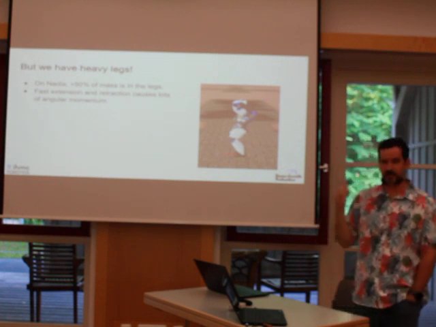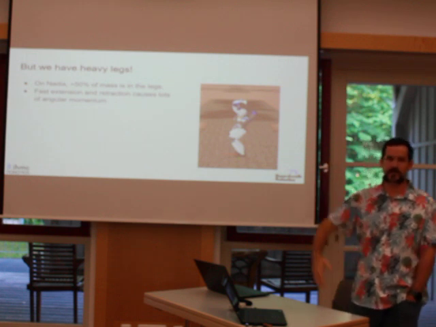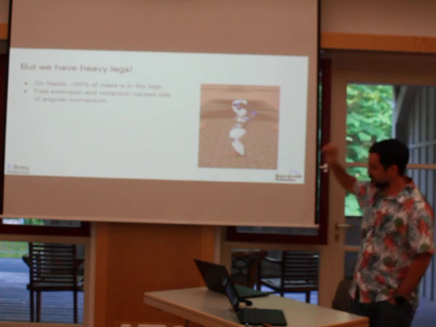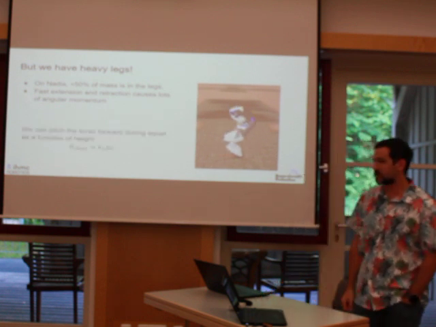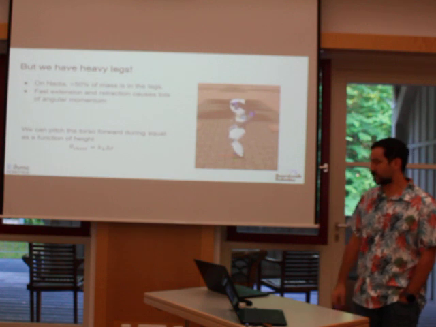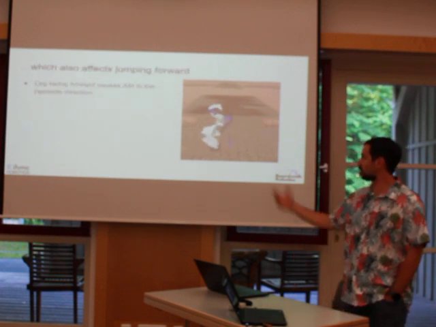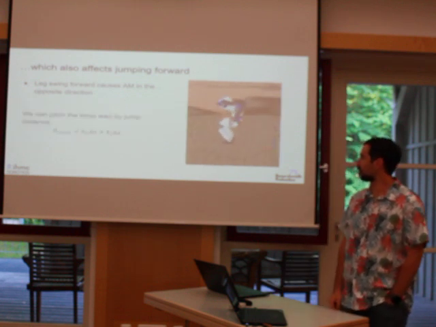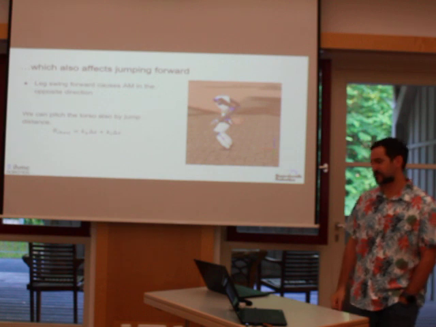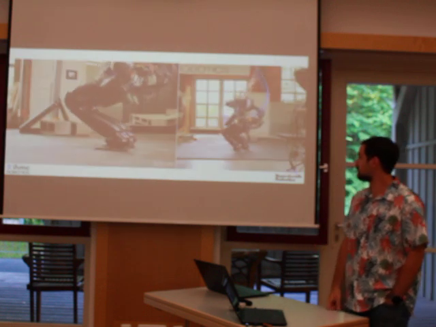That fast extension and retraction induces a lot of angular momentum at takeoff, and so you start rotating your chest all over the place. So you can add a simple gain in order to pitch the chest. That doesn't work super well if you're jumping forward, because now you have momentum in the opposite direction. So you can add another gain, and it doesn't pitch the chest as much. This is the laziest way to do this, but it works decent on hardware.